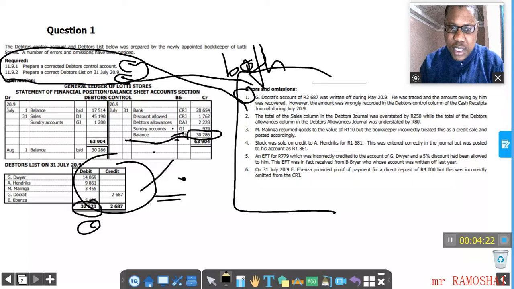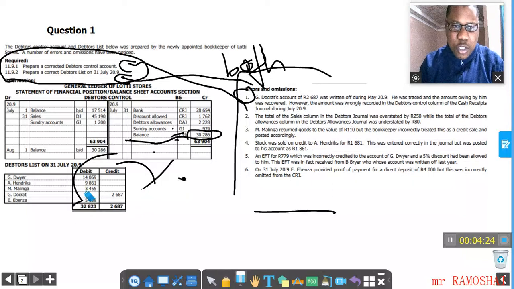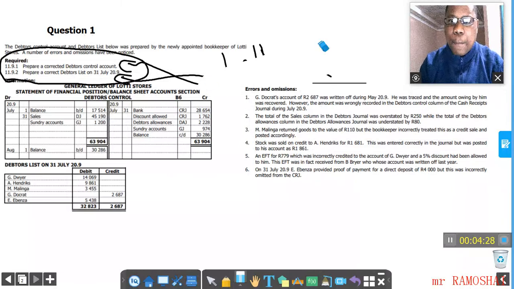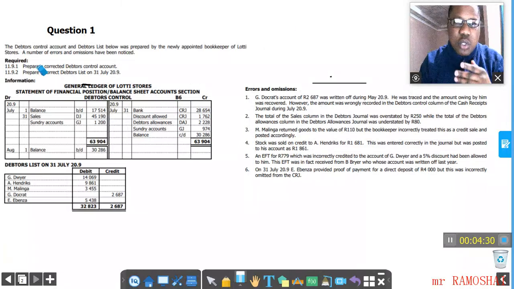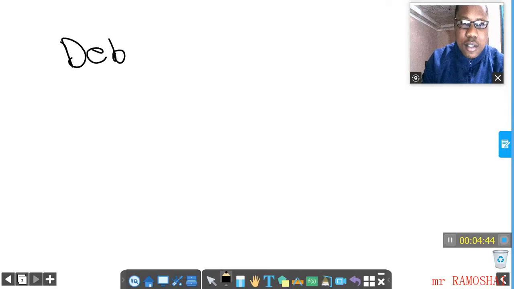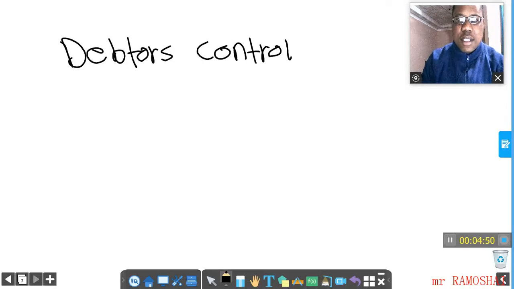Right, let me remove this so that when we go to problem solving we can see this, so that they don't distract us. I will simply go and draw our accounts at the same time. Let me add a page here. The first one is the debtors control.